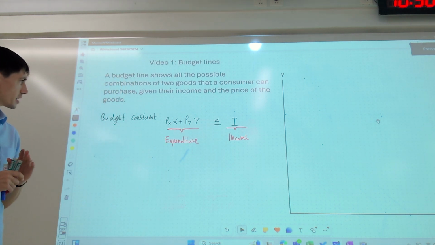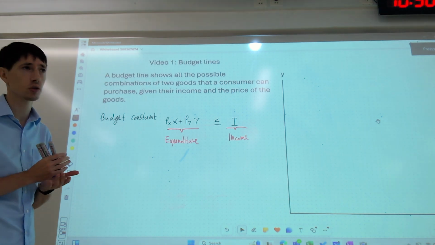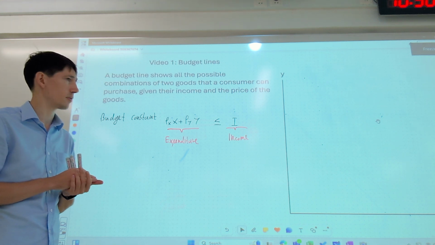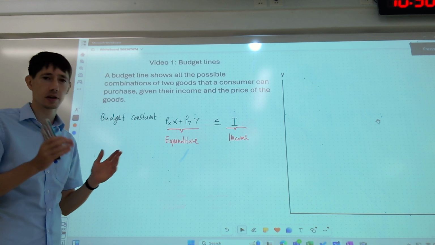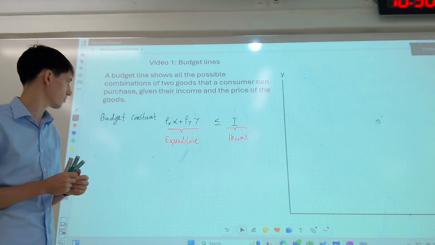And this is reasonable if we assume that households don't have the ability to borrow money, so they don't have the ability to spend more than they earn, and households don't have the ability to spend from their savings, so perhaps they have no savings that they can spend from. So this would be a budget constraint.